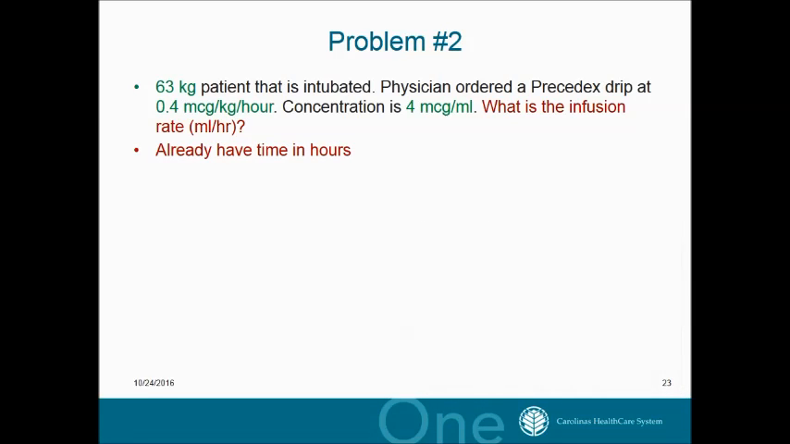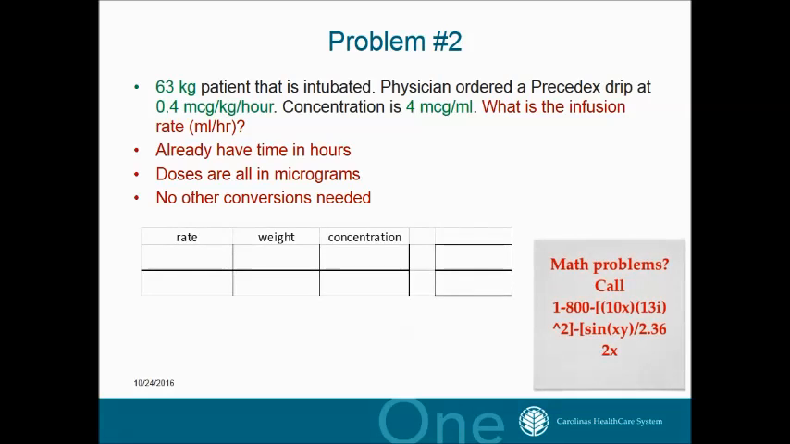For this problem, we have a 63 kilo patient on a Precedex drip at 0.4 mics per kilo per hour. Drug concentration is 4 mics per mil, and we're looking for the infusion rate in mils per hour. We already have our time in hours, so we shouldn't need a time conversion. The doses are also in micrograms. Therefore, we really don't need any conversion factors, and we can use the rate, weight, concentration form for our fraction.